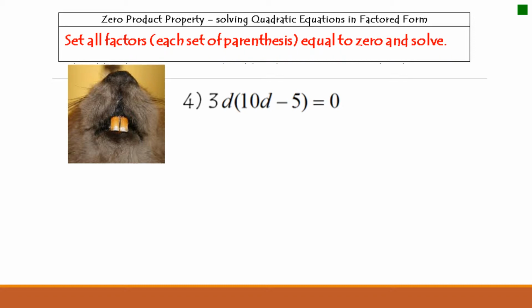So now I actually have 3 factors. Most people only see 2. They see the 3d, and they see the 10d minus 5. So I'm going to set each one of these equal to 0.